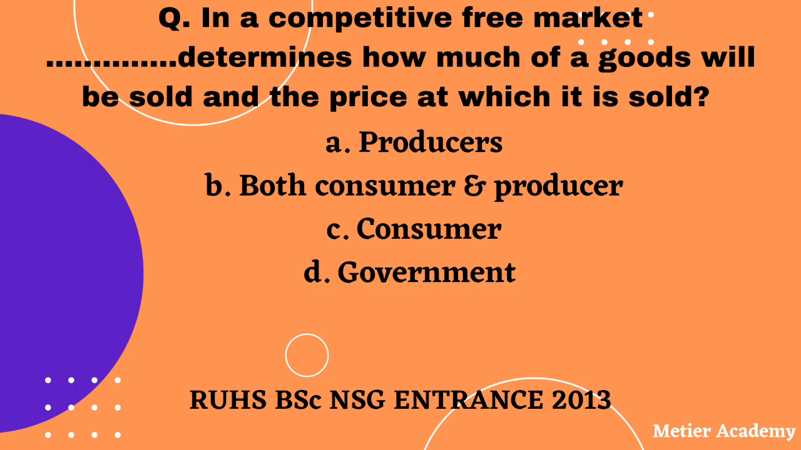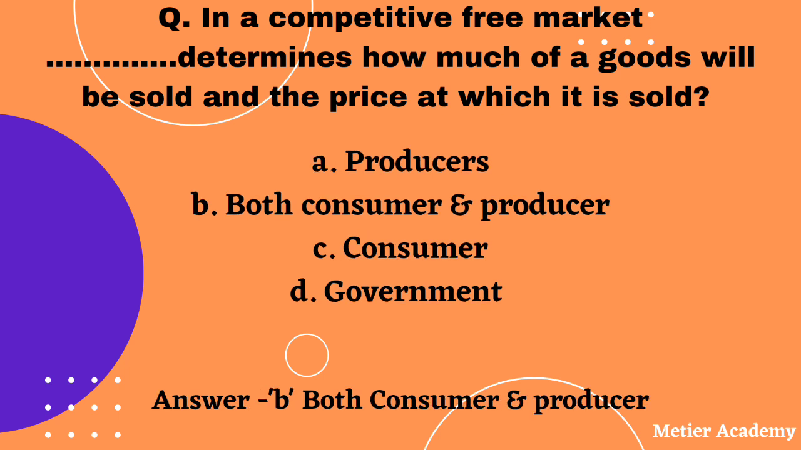In a competitive free market, dash determine how much of your goods will be sold and the price at which it is sold. The options are producer, both consumer and producer, consumer and government. And here the correct answer is option B, both consumer and producer.